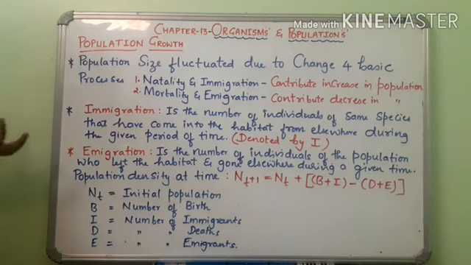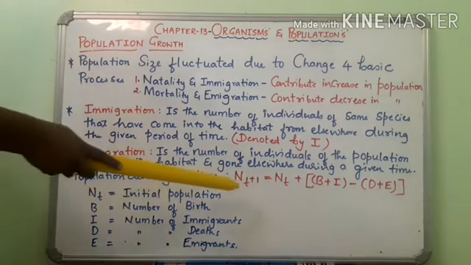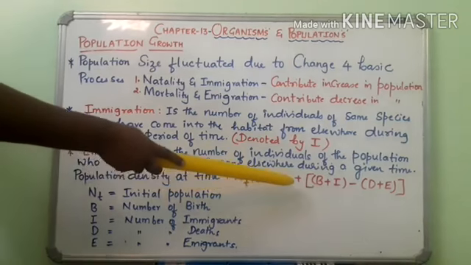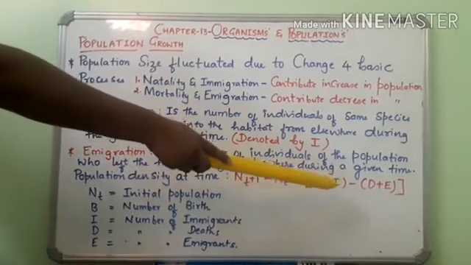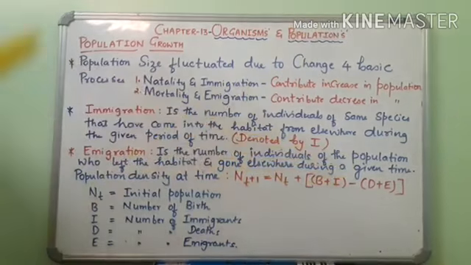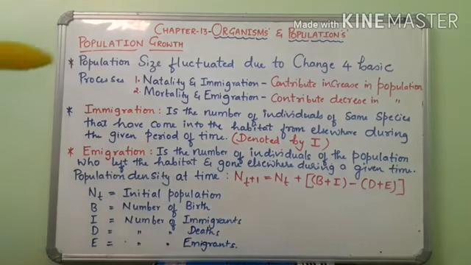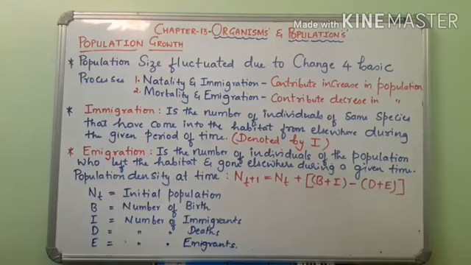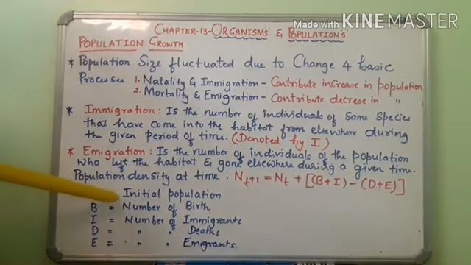Okay, and then how can we calculate the population density? By using this formula: N t plus 1 equals N t plus B plus I minus D plus E. N t plus 1 equals N t plus B plus I minus D plus E. So what is N t? N t is the population density at initial, the initial population at a given period of time.